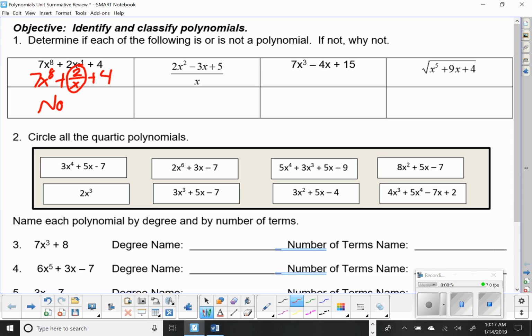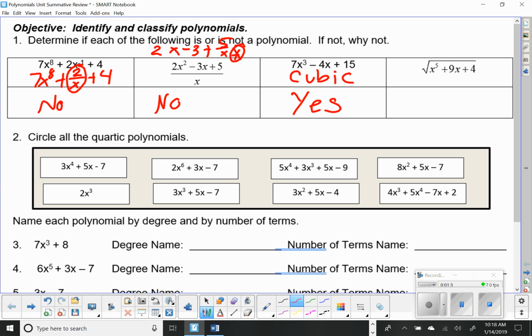Okay, next one up. This one simplifies to 2x minus 3 plus 5 over x. This is a problem. This again is no. If you were to graph it, you would find that it has a break, or it has a sharp corner. In this case, it has a break. It's got an asymptote. This next one is yes. This is a polynomial. This is called a cubic.